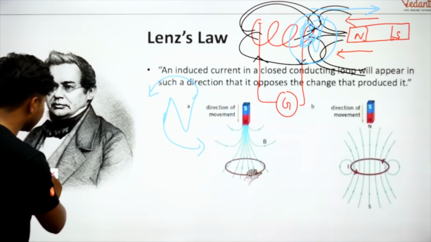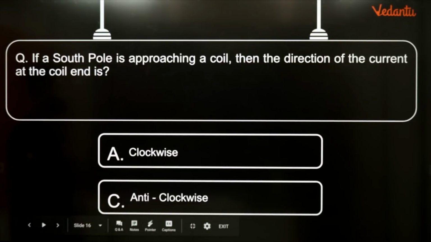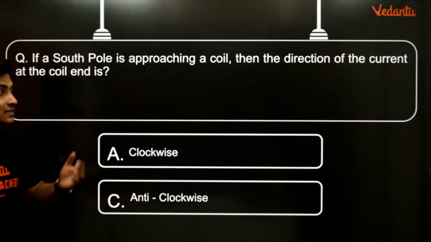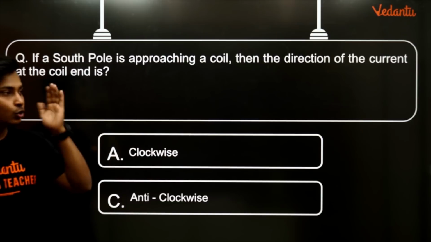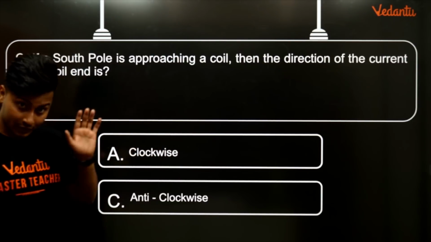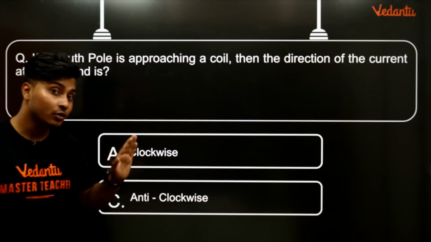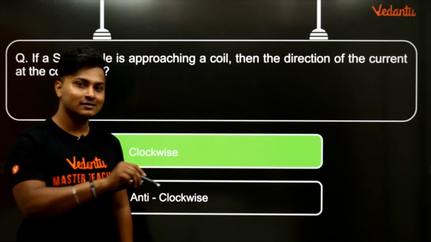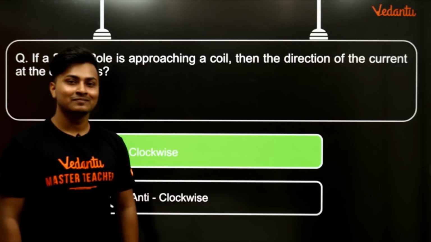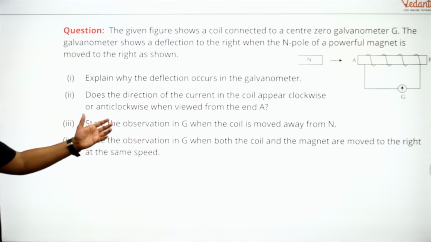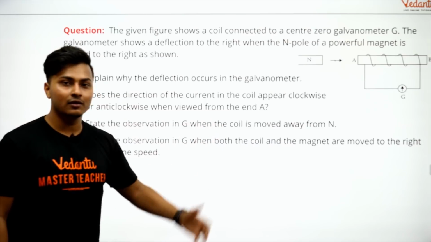Now my dear students, answer this question. If a south pole is approaching a coil, then the direction of the current at the coil end is what? If the south pole is approaching the coil, to oppose that, the coil must have a south pole at that end, according to Lenz law. And what do you mean by south pole? South pole means clockwise direction. South, S, clockwise. Baat khatam. That's it, my dear students, and now you are completely ready to answer all the questions from this particular part.